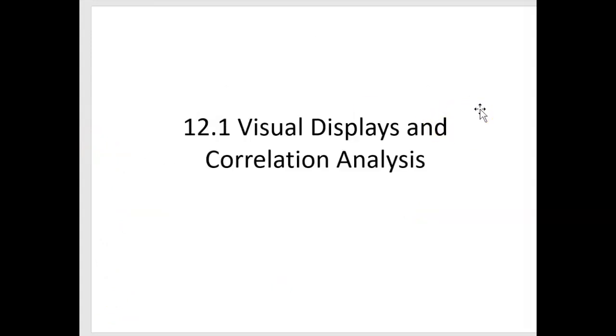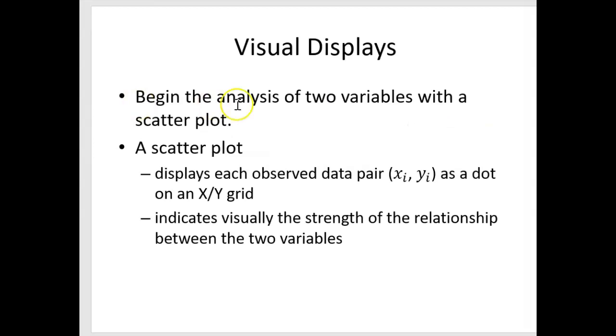Okay, so the analysis begins with visual displays and correlation analysis. A visual display is when the two variables that you are analyzing are illustrated in a scatter plot. A scatter plot displays each observed data pair as a dot, and it can illustrate the strength of the relationship between the two variables.